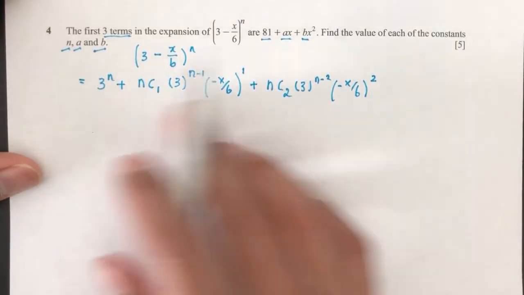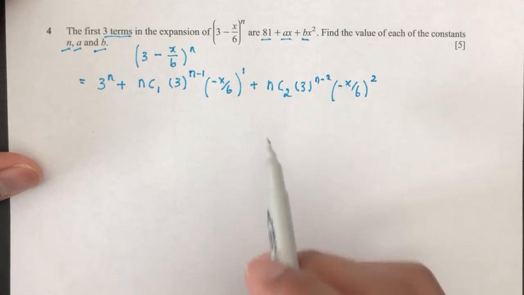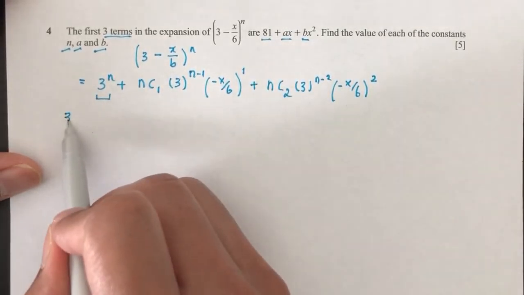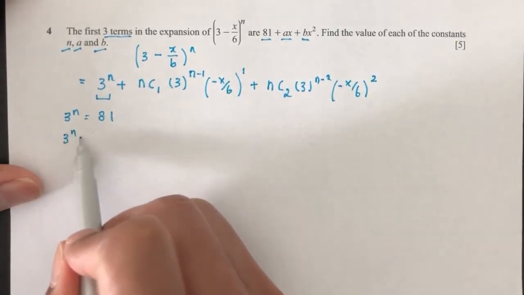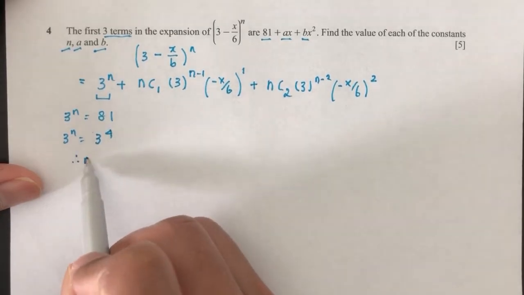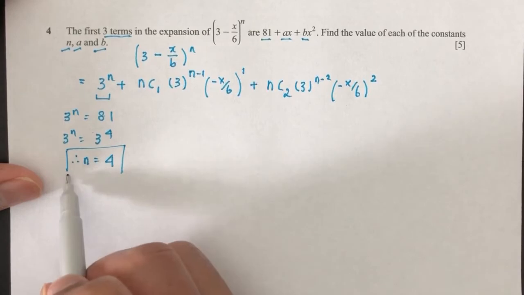So we have to compare this to these 3 values, which is 81 ax plus bx squared. So 81 is equal to this here. So 3^n equals 81. We know that 81 is also 3^4, which means the value of n is equal to 4. So that is the first value.